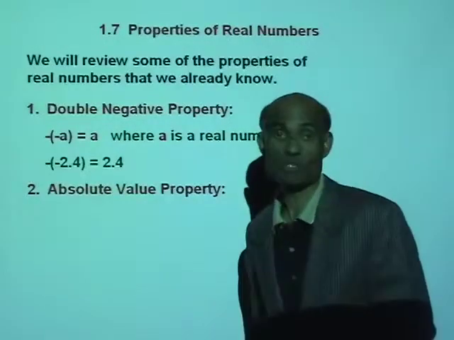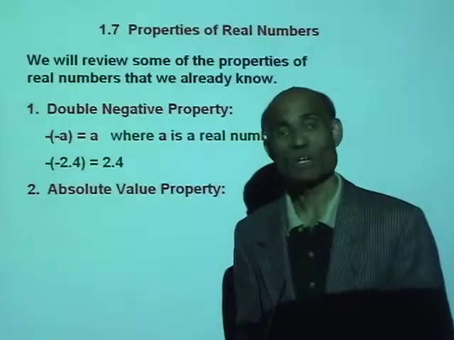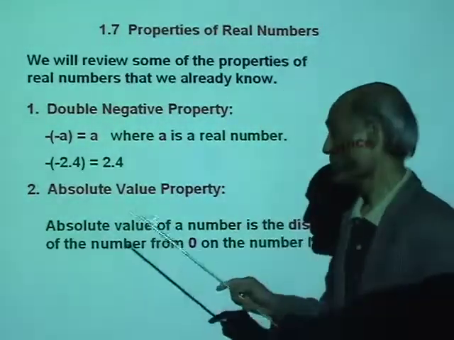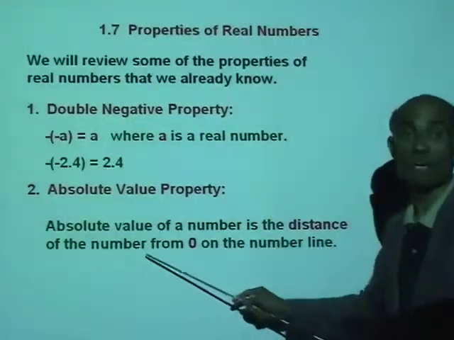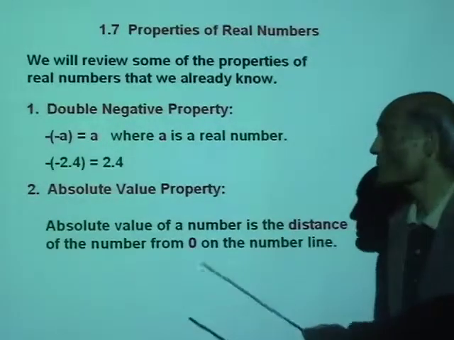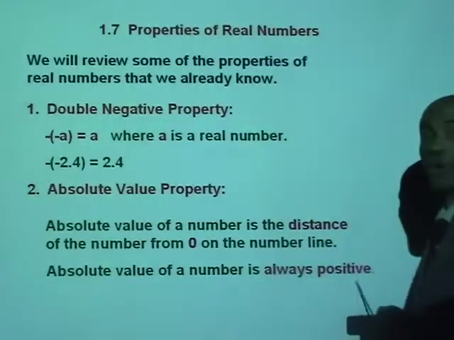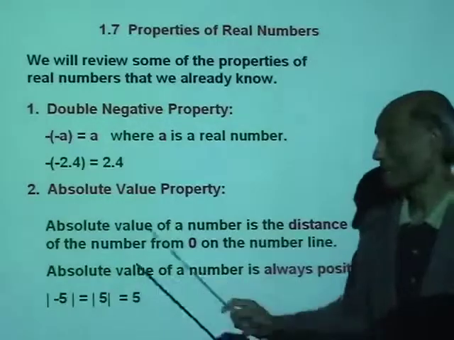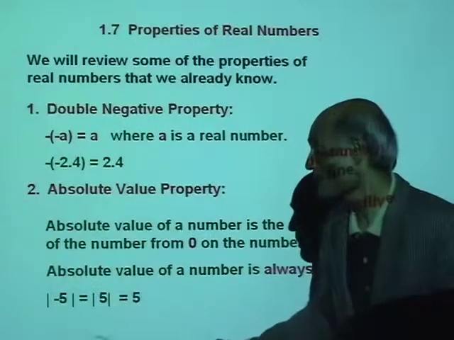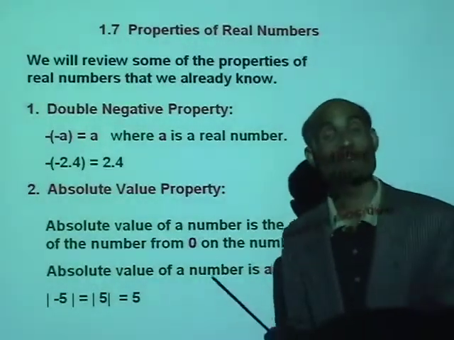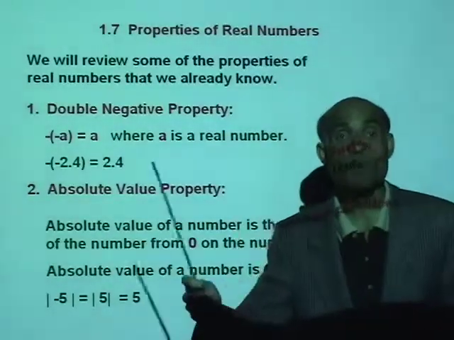The second property that we again know is the absolute value property. What is the absolute value property? The absolute value of a number is the distance of that number from 0 on the number line. Now, absolute value of a number is always positive, right? Absolute value of negative 5 equal to absolute value of 5, and both equal to 5. Absolute value of a number is always positive.